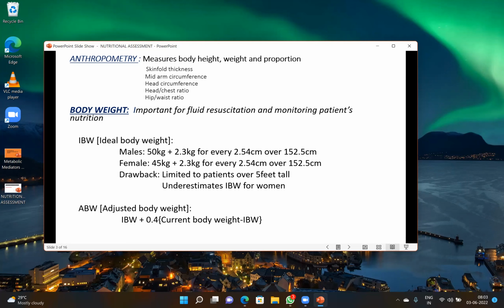In males, we take 50 kg plus 2.3 kg for every 2.54 centimeter above 152 centimeter. In females, we take 45 kg plus 2.3 kg for every 2.5 centimeter above 152 centimeter height. But the drawback is it's limited to patients who are more than 5 feet tall, and it underestimates the body weight in females. In obese patients, we can measure adjusted body weight, calculated as ideal body weight plus 0.4 multiplied by current body weight minus ideal body weight.